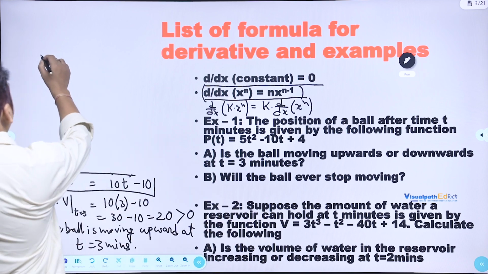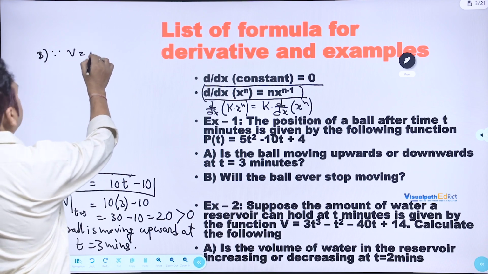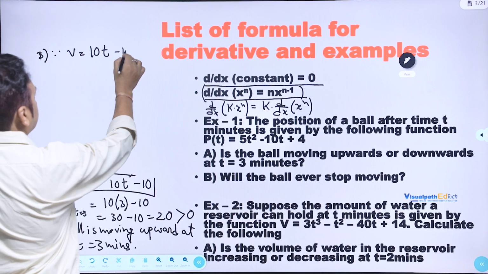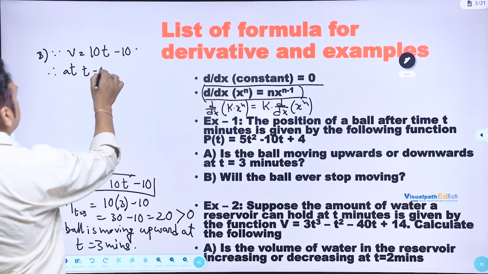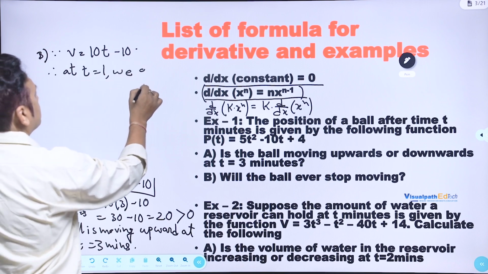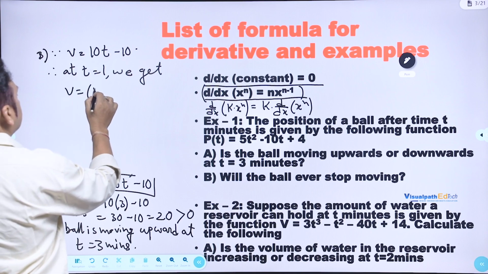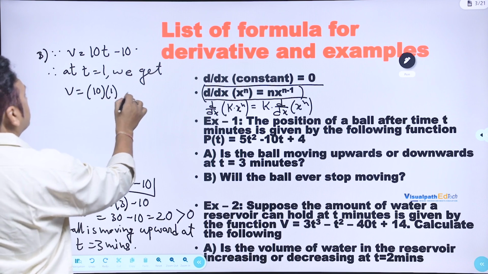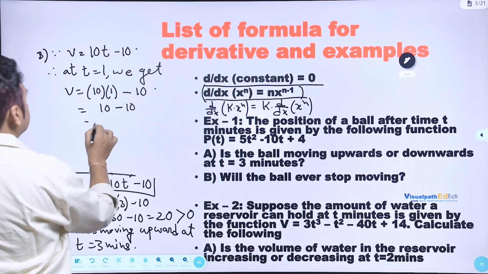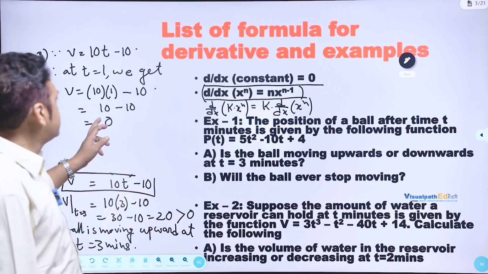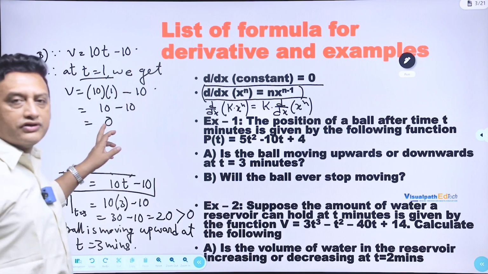So, since I am doing part b, since velocity is equal to 10t minus 10, therefore, at t is equal to 1, we get v is equal to 10 into 1 minus 10. 10 into 1 is 10 minus 10, which is equal to 0. So, we are getting velocity is equal to 0. Okay. When t is equal to 1, then we are getting the velocity is equal to 0.